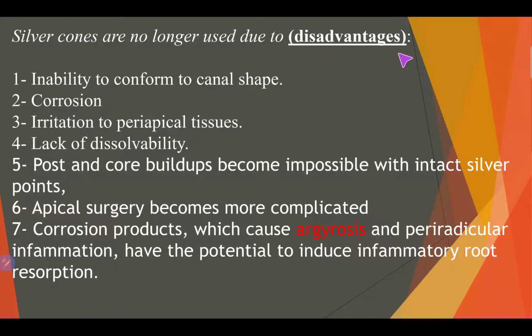So what are the disadvantages of the silver points? Inability to conform to the canal shape, as we said before. We can't put many silver cones in one canal. The technique which was used before was the single cone technique, just one single silver cone in the root canal, so it's not a very good technique in obturation.